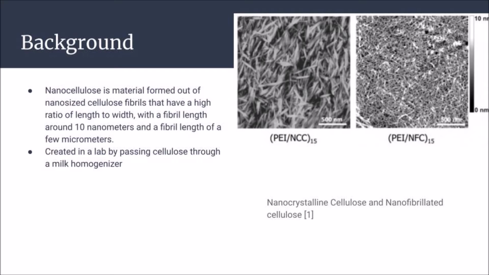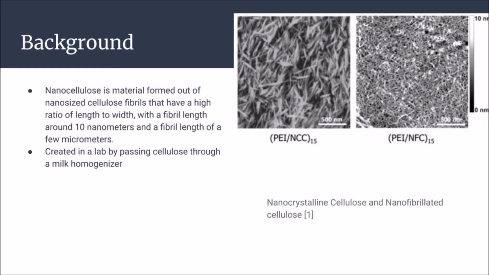Hello, my name is John, and today I've prepared a presentation about nanocellulose, its economic and environmental impact, material properties, and how it is processed from trees to end product. Nanocellulose is a material formed of nano-sized cellulose fibrils that have a high ratio of length to width, with a fibril width around 10 nanometers and a fibril length around 50 micrometers.